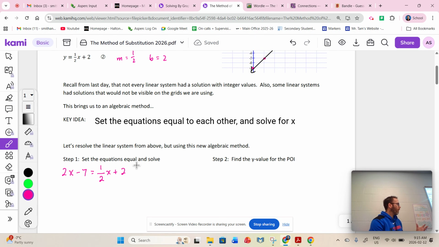Let's solve this equation, keeping in mind what we're solving for. When we solve a linear system, we're looking for a point of intersection. When we solve this equation for x, we're finding out where those lines meet. We're finding the x value where those lines meet.